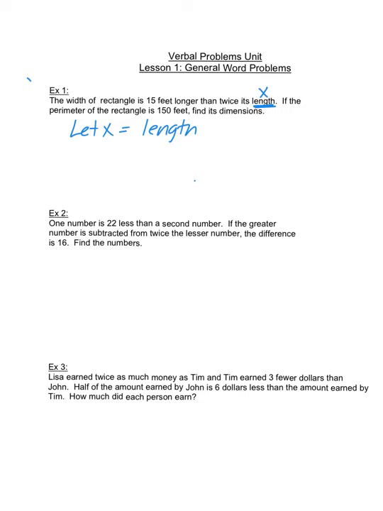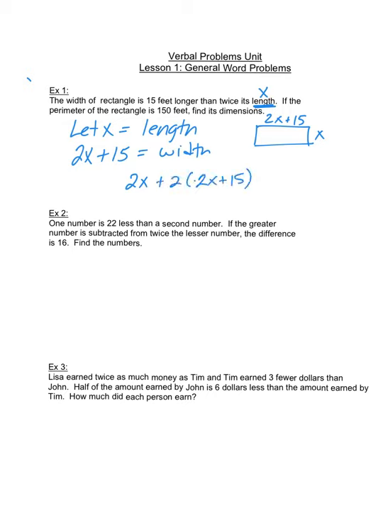And the width, if you go back and reread this, is 15 feet longer than twice the length. So I'm going to call the width twice the length, 2x, plus 15 feet longer. That's going to represent the width of the rectangle. If you draw a picture, you've got the length as 2x plus 15 and the width as x. It says if the perimeter of the rectangle is 150 feet, find its dimensions. So the perimeter is 2 times the width plus 2 times the length equals the whole perimeter, 150 feet.